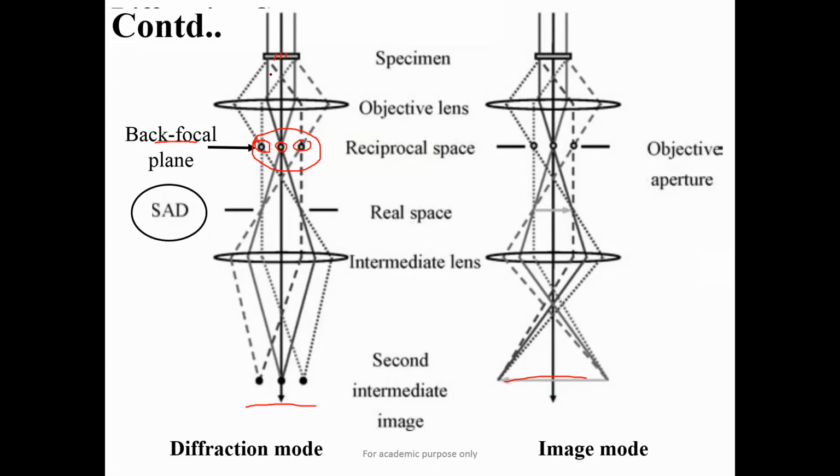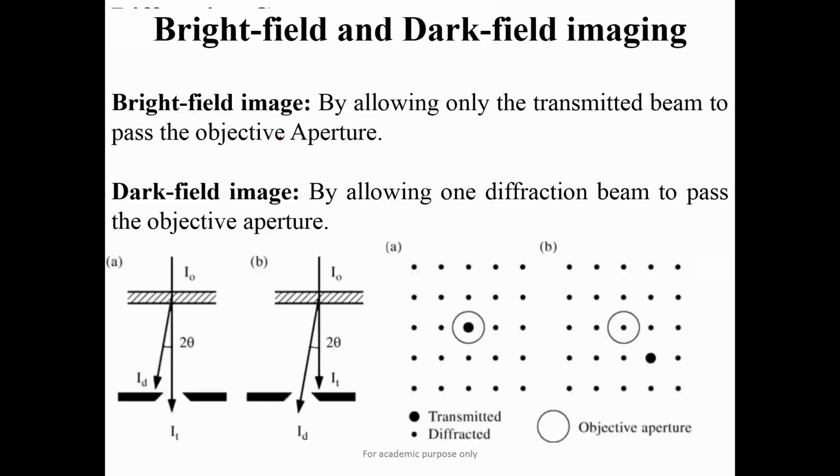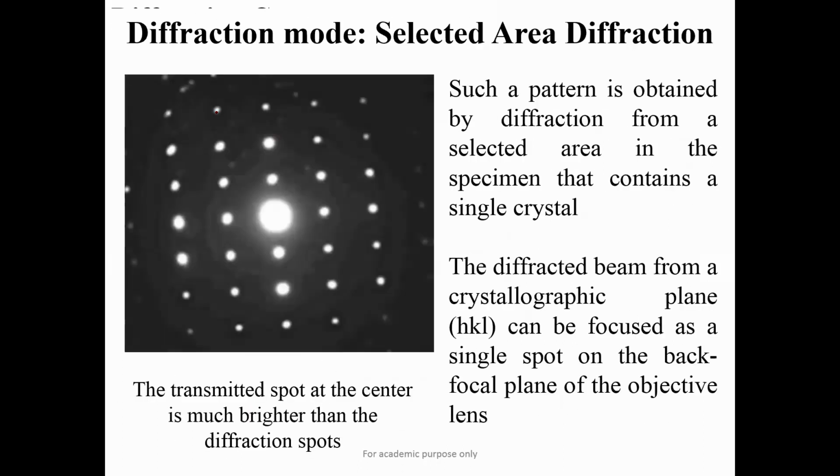So each point corresponds to one set of planes. From here also you can see that one point is coming from one set of the beam. So the diffracted beam from the HKL planes can be focused on a single spot on the back focal plane of the objective lens. This is how we get our diffraction pattern.